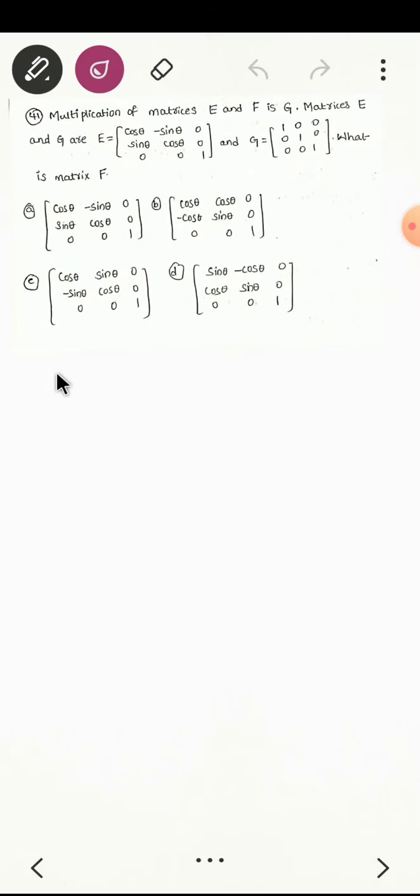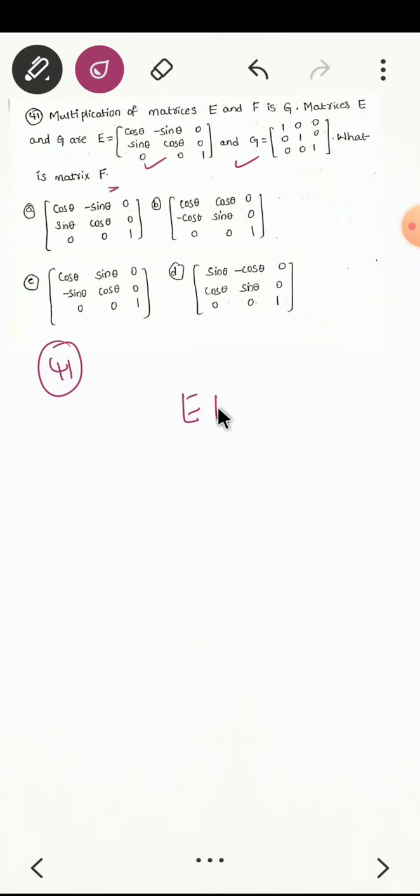Then let us do problem number 41. Multiplication of two matrices: EF is G. Matrix E is given, matrix F is not given, and matrix G is given. Then what is matrix F? It is a very easy problem, even though it seems to be tough. What can I write?